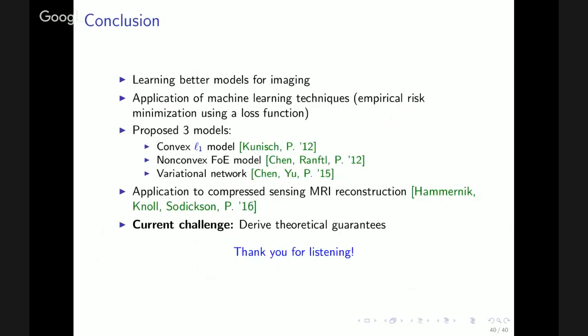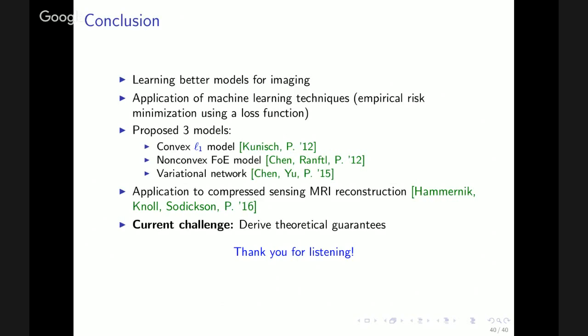Okay, so that brings me to the conclusion. I was talking about learning better models for image processing. I have many more applications, such as JPEG deblocking and inpainting, but I simply didn't have enough time to talk about all of them. What we basically did is we applied empirical risk minimization using a loss function in order to learn the parameters of the models. And I was talking about 3 models. The first one, the very simple convex L1 model. Then the non-convex model based on the fields of experts prior. And finally, the most general model, which was the variational network. And our recent application is compressed sensing MRI reconstruction.